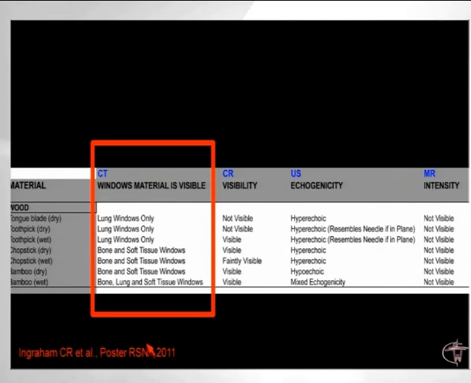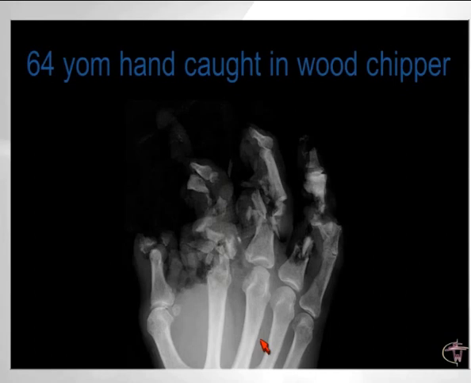So CT is useful to describe the anatomy. If there is a deep wooden foreign body, try to use a wide window setting in order to be able to visualize the foreign body itself. And in this case, it may be very hard to separate wood chips from bone chips. Our surgeons decided after seeing this radiograph that it was not possible to reconstruct this arm, and so the description of the wood chips was not necessary because unfortunately it had to go on to amputation.